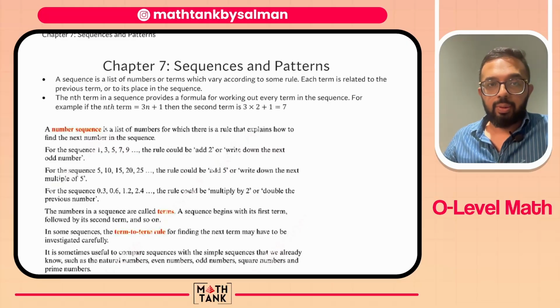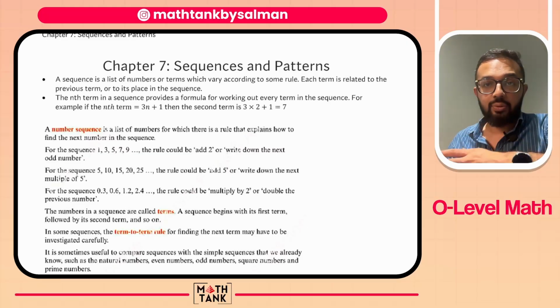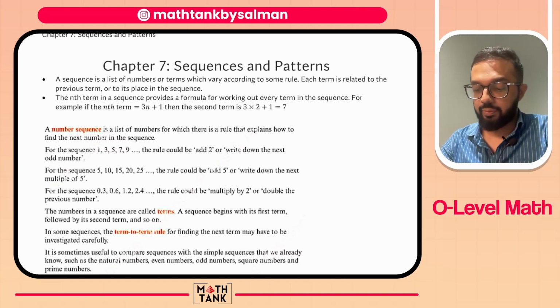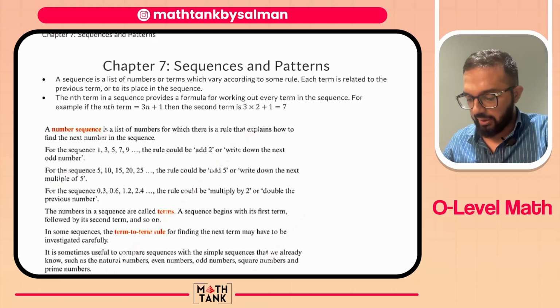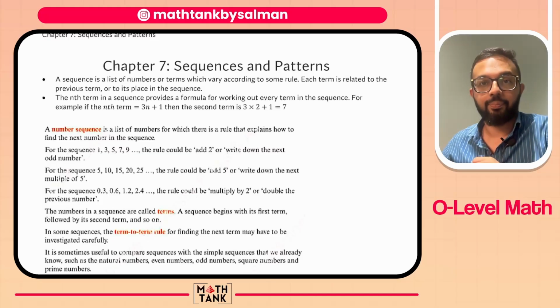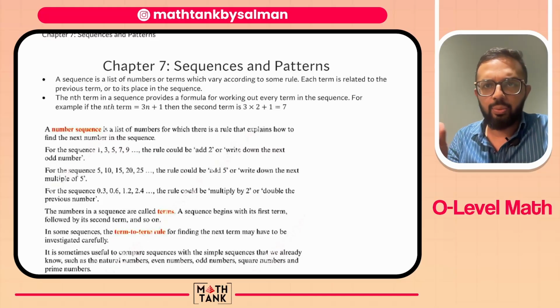Now it can come up in paper 2. It can come up in paper 1. It relies on your ability to sort of figure out patterns of numbers basically. Okay, the better you're at gauging how the numbers are changing, the better you will be at sequences and patterns. And it's a very important skill for later on as well.